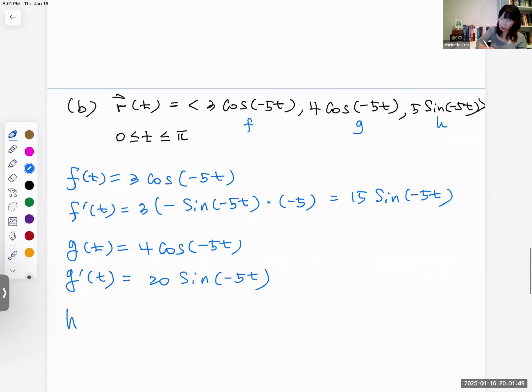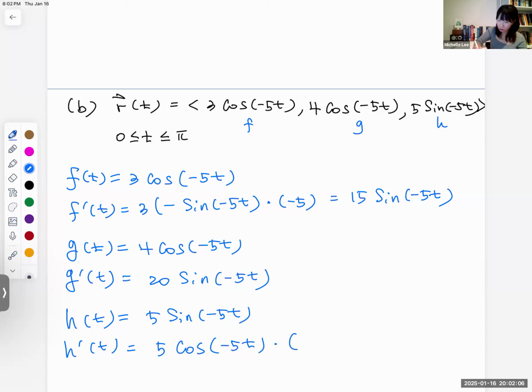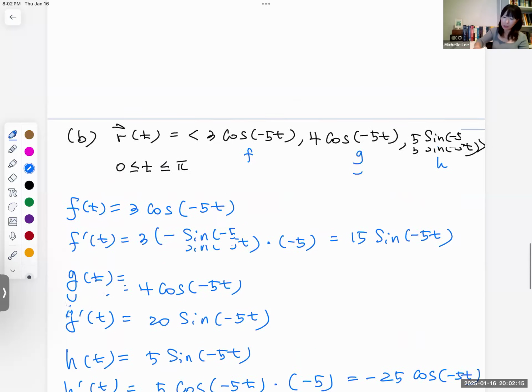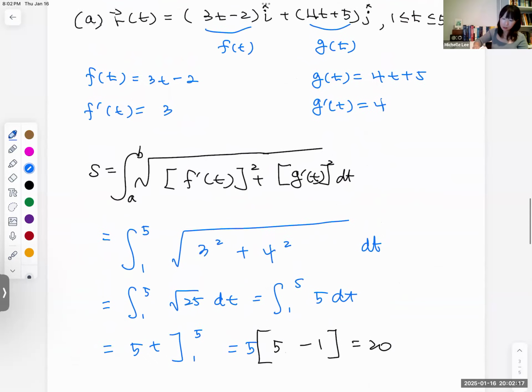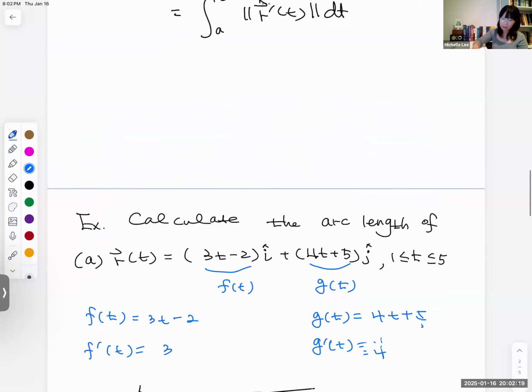How about h of t? We have 5 sine negative 5t. So h prime of t, we have a 5. What's the derivative of sine? It's cosine negative 5t, and then chain rule, negative 5, right? So we get negative 25 cosine negative 5t. Okay, the formula we have is this.